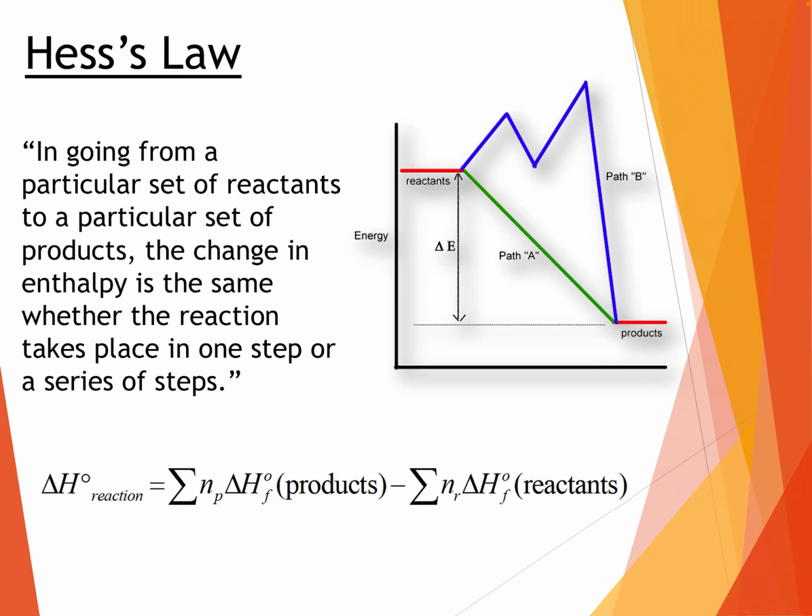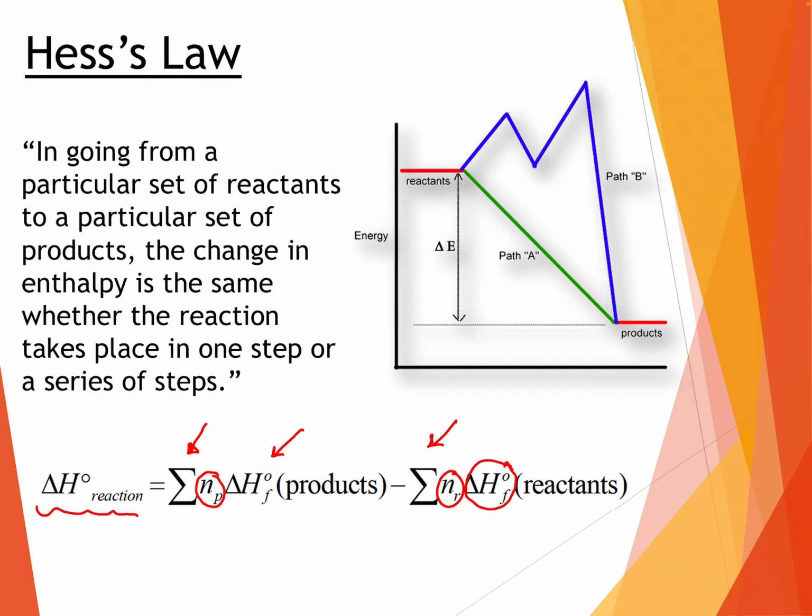And the way that we're going to use this is we're going to say, okay, our delta H of the reaction is going to equal the sum, so that's the Greek letter sigma, of the delta H values of our products multiplied by their coefficients, minus the sum of the delta H values of our reactants times their coefficients. Okay, this is a little bit easier. It's just going to be dependent upon what you're given.